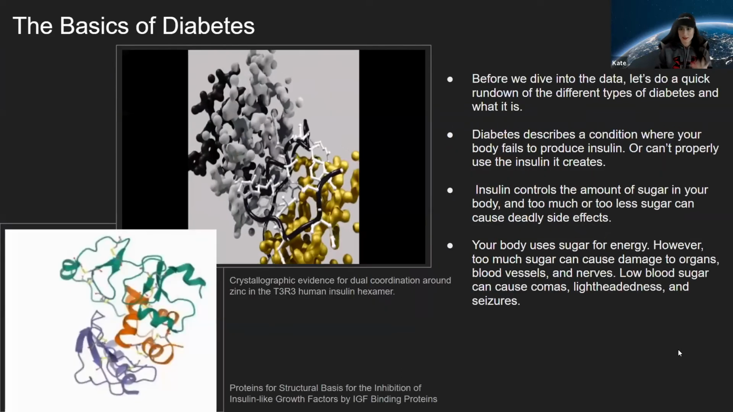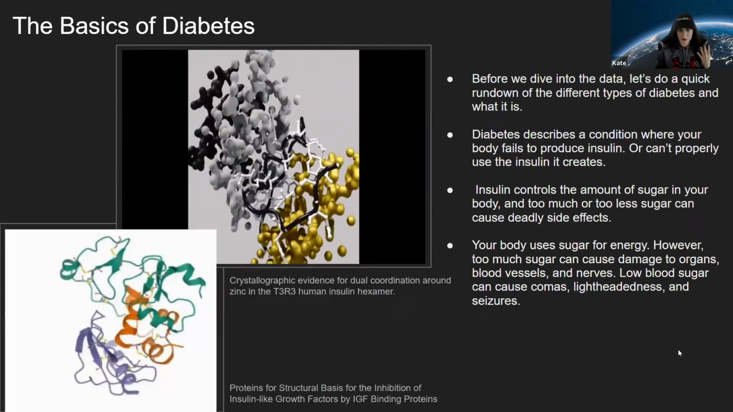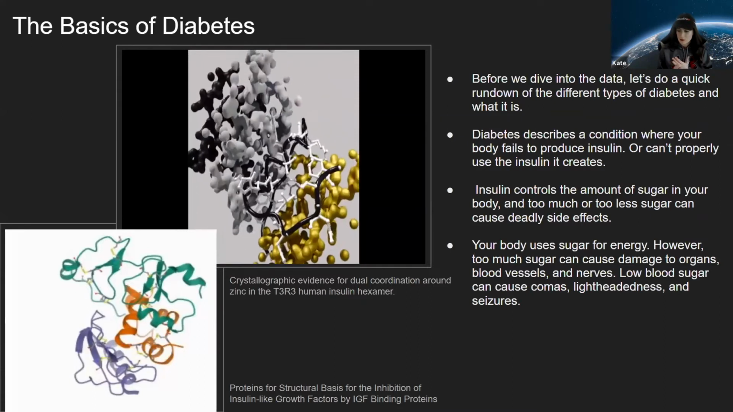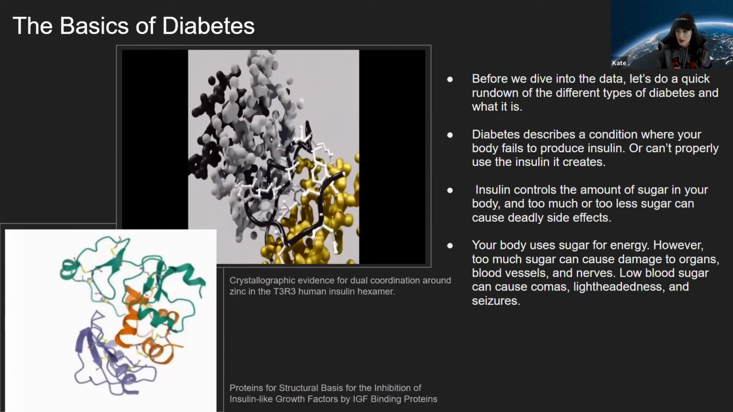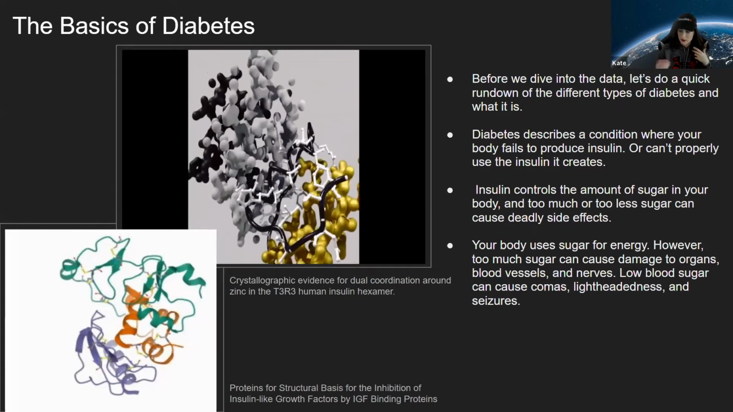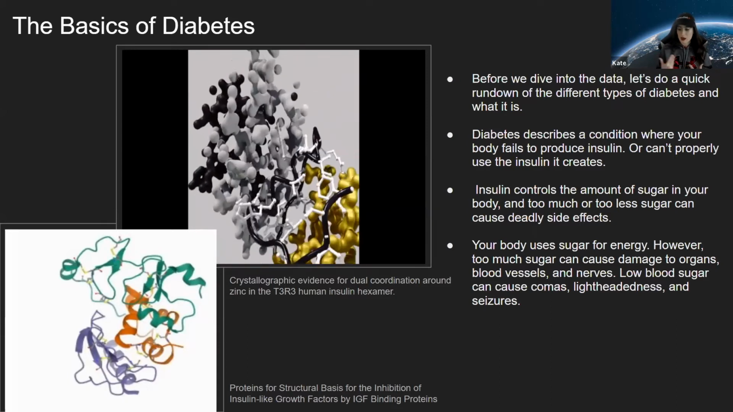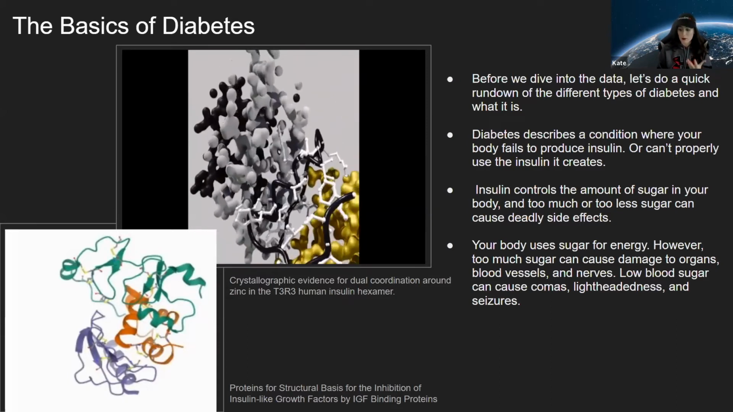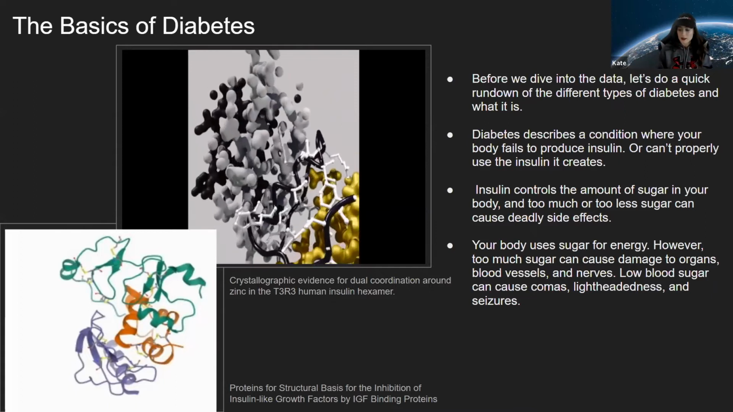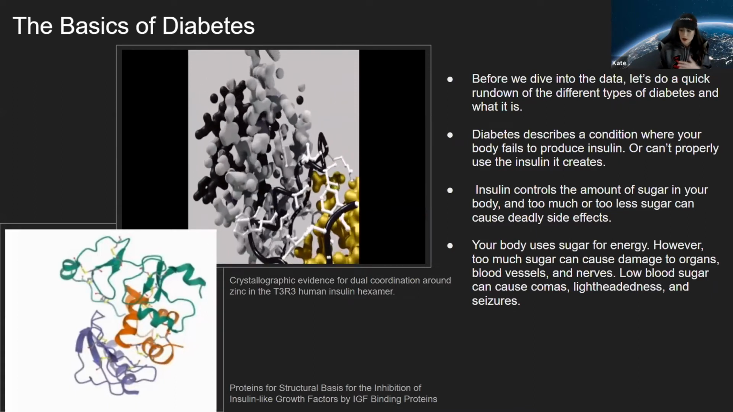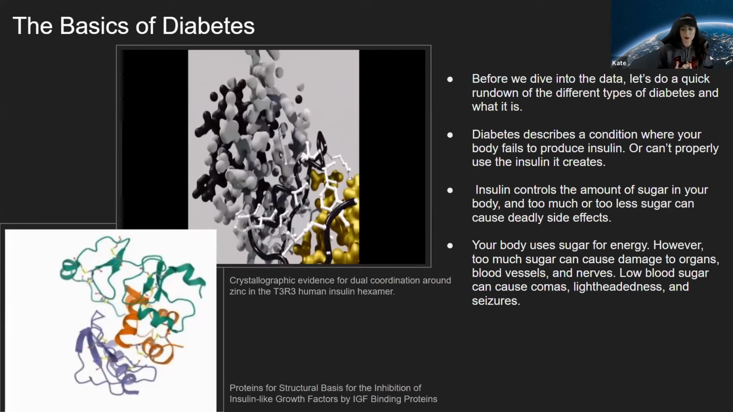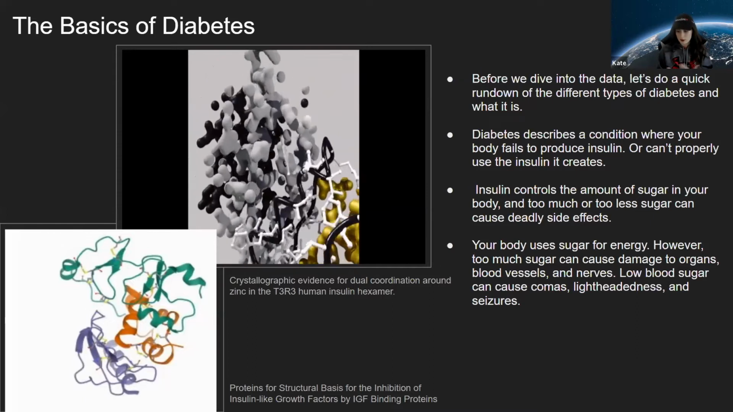So today, before we go into all the structures we'll be showcasing, just a little rundown on how diabetes controls your body and what it is. There are two different types of diabetes, but firstly, it's a condition where your body fails to produce insulin, or your body can't properly use the insulin it creates. Insulin controls the amount of sugar in your body, so too much or too little sugar can cause deadly side effects, like swelling feet, loss of limbs, heart failure, etc.